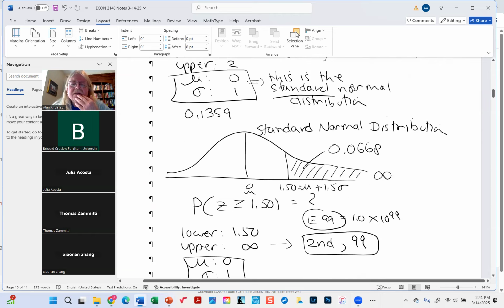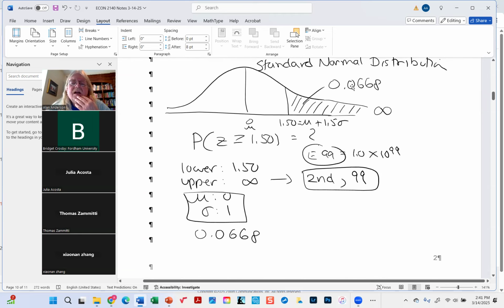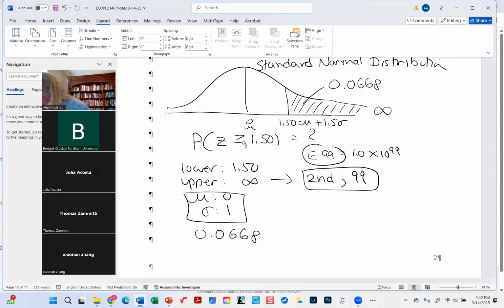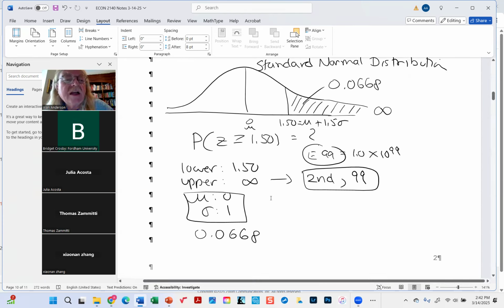Well, if that's the case, let's try this one. Another standard normal distribution problem. We're trying to figure out the probability that z is greater than or equal to 1.5. Now, this one is a little different because the upper limit is infinity. Not a constant, not a real number, but infinity. That becomes our upper limit. And so the question is, how do we enter infinity into the calculator?